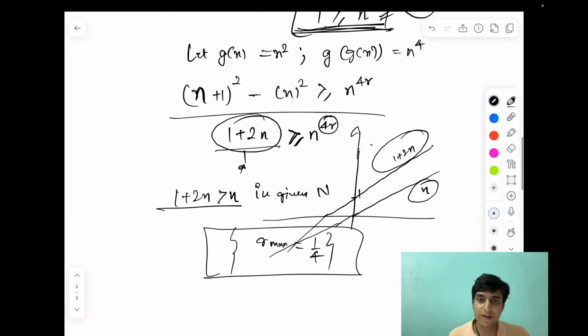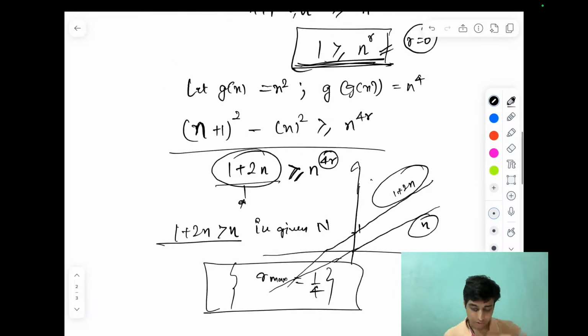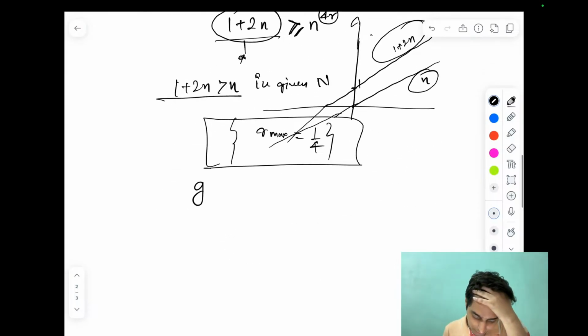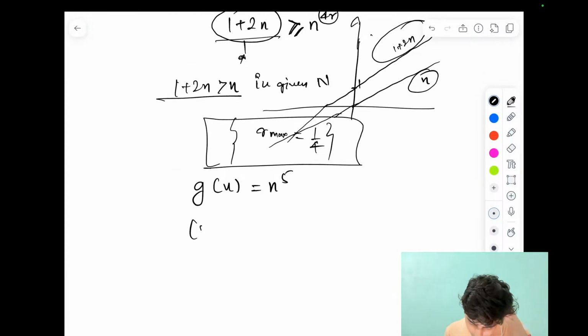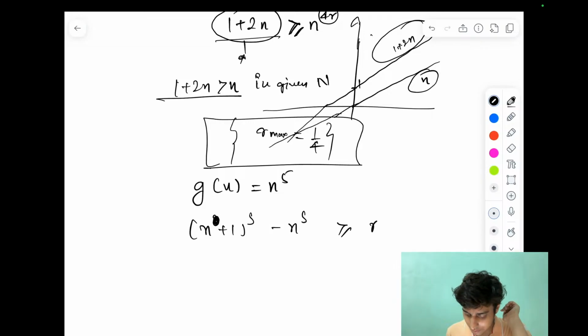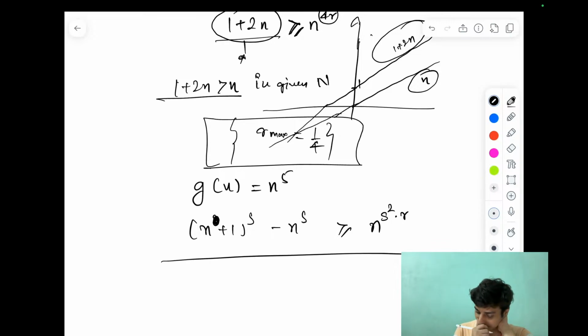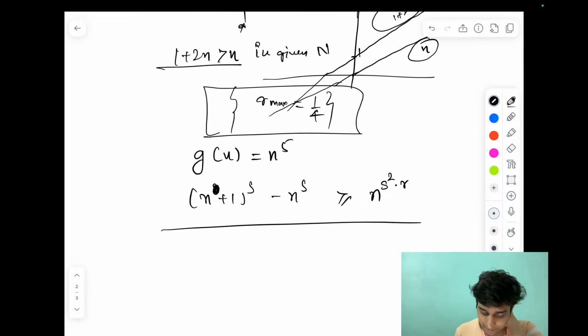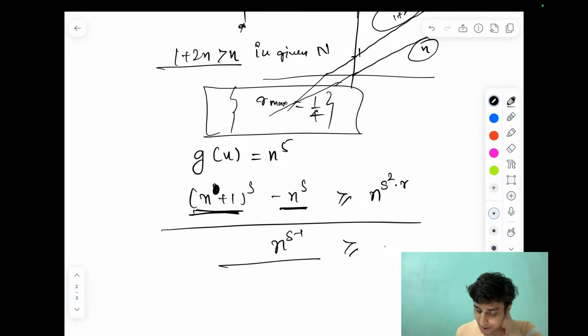Let's check whether r max would increase or decrease. So I can see that if we suppose g of n to be n to the power s, then it is n to the power s, n plus 1 to the power s minus n to the power s, and would simply go to n to the power s minus 1, and this needs to be at least n to the power s squared times r. This could be a general function. And I can see from here that whatever I do with these, it would be n to the power s minus 1's coefficient. And for this to hold, s squared, so this value should always be less than s minus 1.